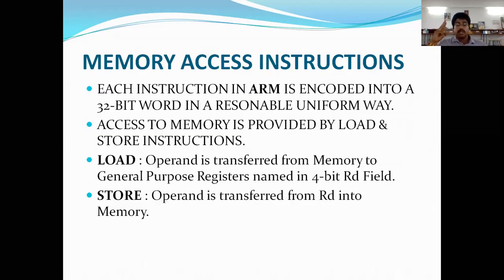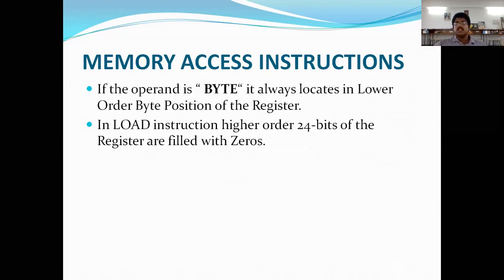Here we are having two important instructions: load instruction and store instruction. Load means the operand is transferred from a memory location to a register. Generally we prefer GPRs, general purpose registers, for this load operation. The other operation is the store operation. In the store, we transfer the data from a general purpose register to the memory location. So these two are the major instructions.